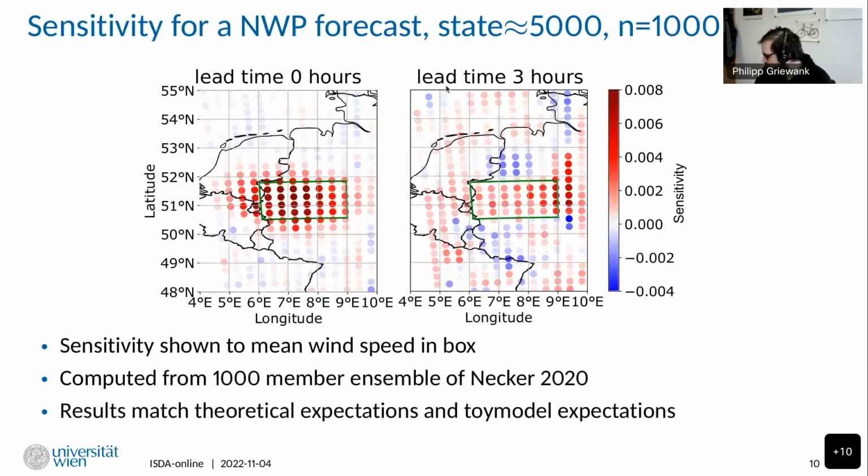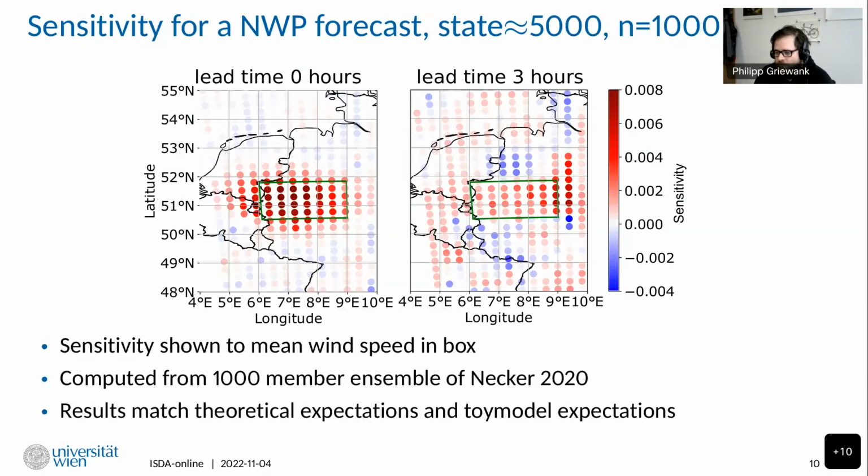So now I talked about the toy model stuff, and to briefly get to the results. When we were looking at wind lidars, we were using NWP forecasts with a 1,000-member ensemble. Details of that are in this paper by Necker 2020. And there we had a reduced state size of roughly 5,000 and 1,000 ensembles.